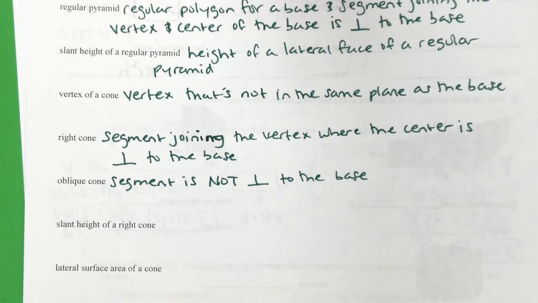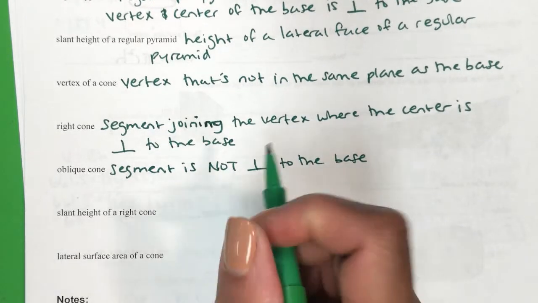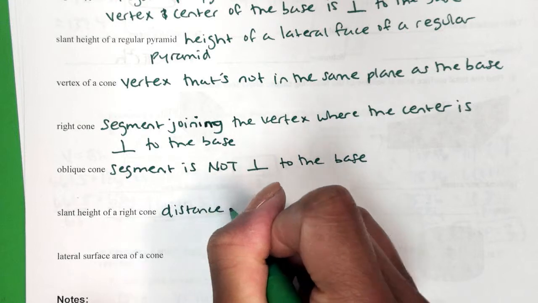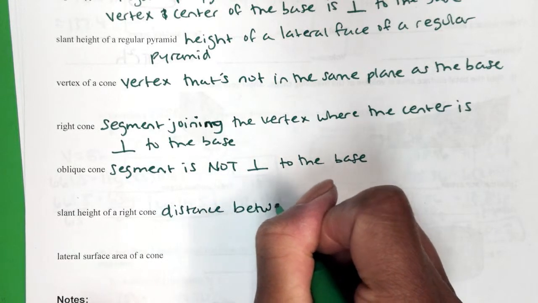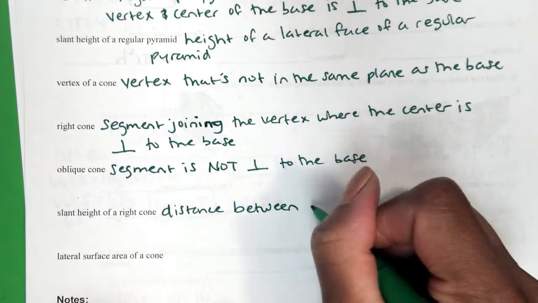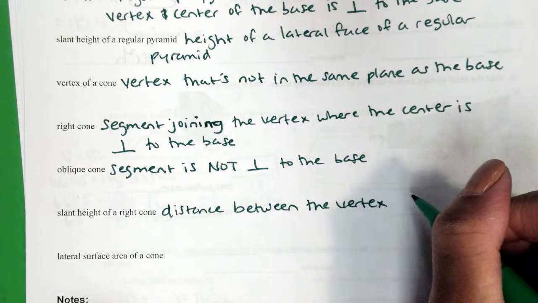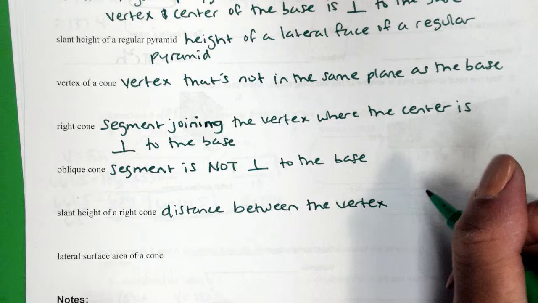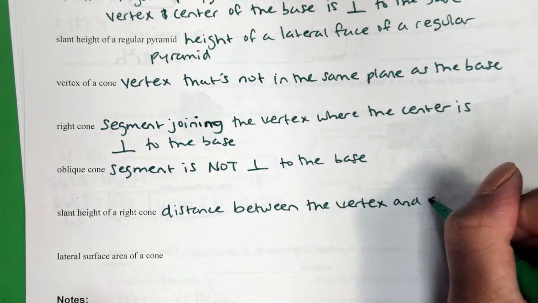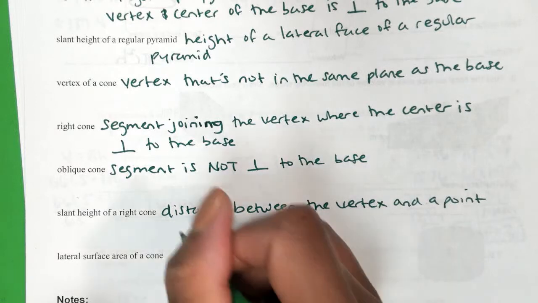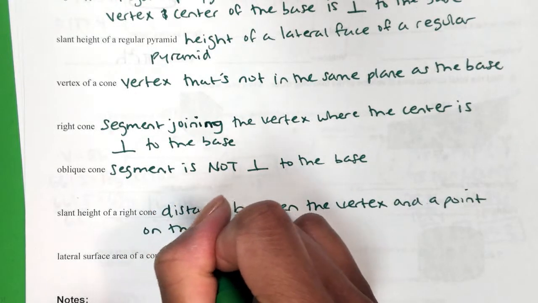The slant height of a right cone is the distance between the vertex and a point on the edge of the base.